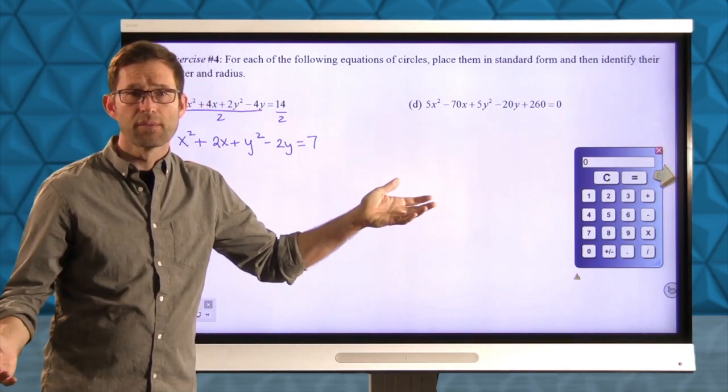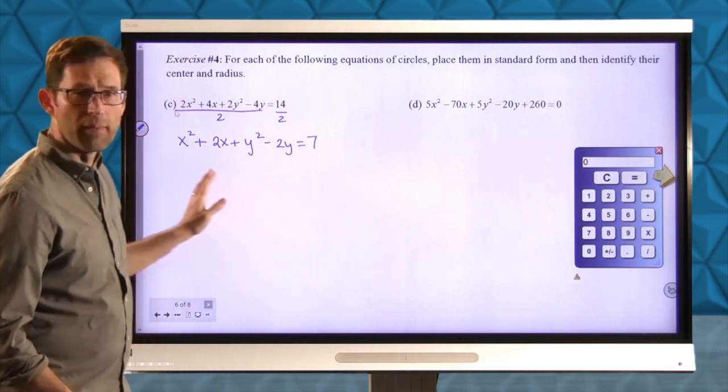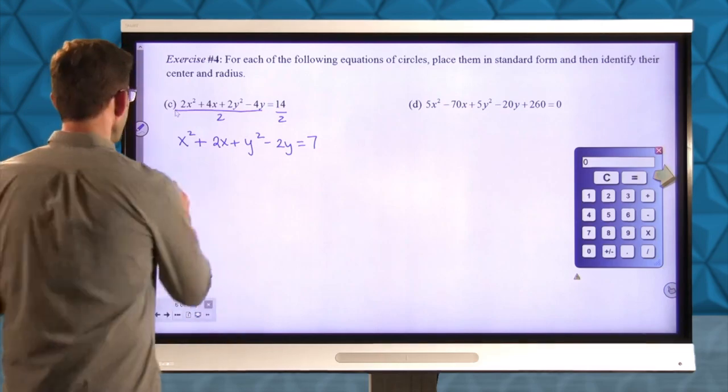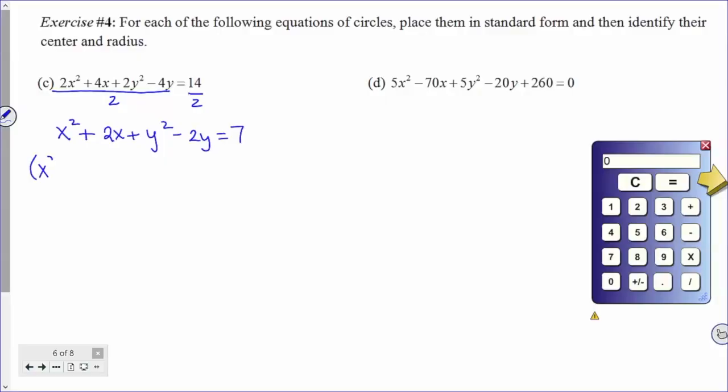Simple enough. All right, let me now go through and do the completing the square on this one again. So we've got x squared plus 2x. When I divide 2 by 2, I get 1. Square it, and I still have 1, right? Same thing's going to happen here. Y squared minus 2y, divide negative 2 by 2, I get negative 1 squared, and I get 1. And then over on this side, I have 7 plus 1 plus 1.